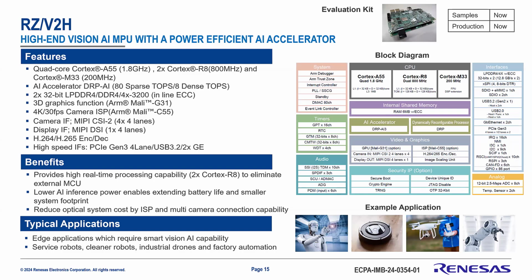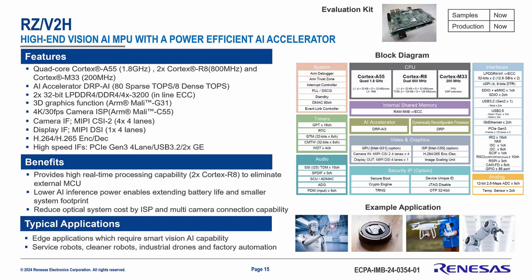So some of the benefits are we have a high real-time processing capability with the 2 Cortex R8s, eliminating the need for external microcontrollers, so saving money and all that. Also, again, low AI inferencing power, enabling battery life and smaller footprint. And reduced optical system costs because we have the ISP on chip and enabling multiple camera connections.